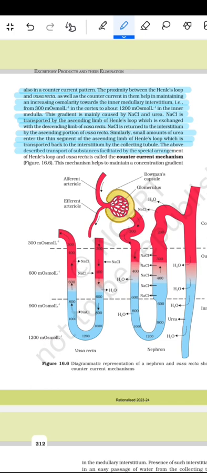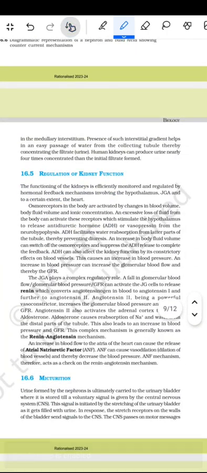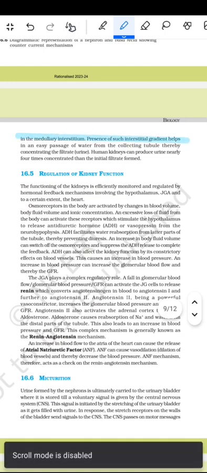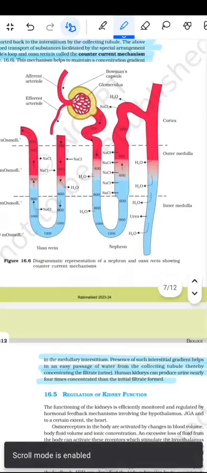The transport of substances facilitated by the special arrangement of the Henle's loop and the vasa recta is called the counter current mechanism. This mechanism helps to maintain a concentration gradient in the medullary interstitium. The presence of such an interstitial gradient helps in an easy passage of water from the collecting tubule, thereby concentrating the filtrate, the urine. The human kidney can produce urine nearly 4 times more concentrated than the initial filtrate formed.